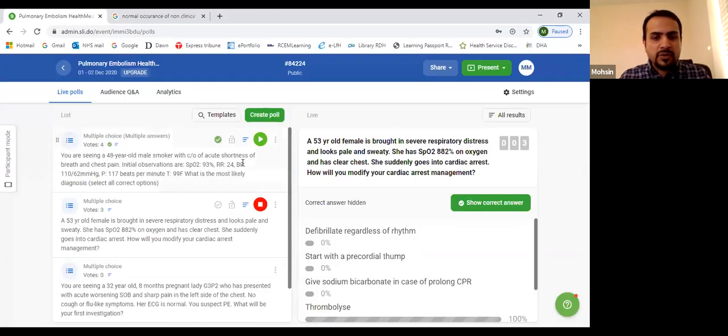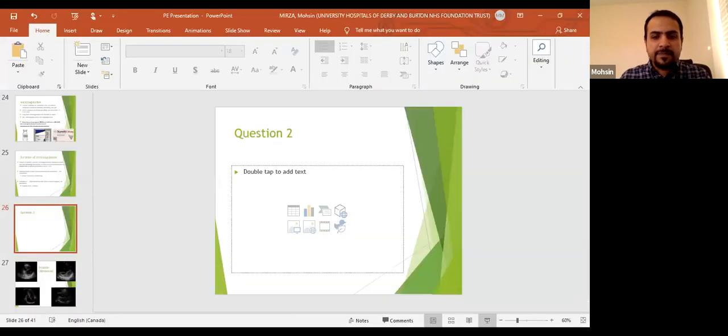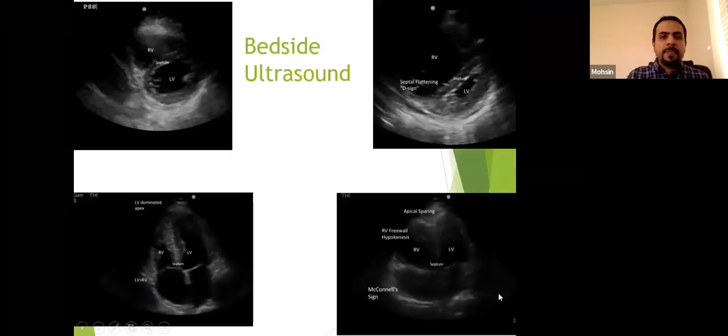Let's go back to the presentation again. Okay, so this is the bedside ultrasound. I know many places in Pakistan would not have a bedside ultrasound, but it's very commonly used nowadays.